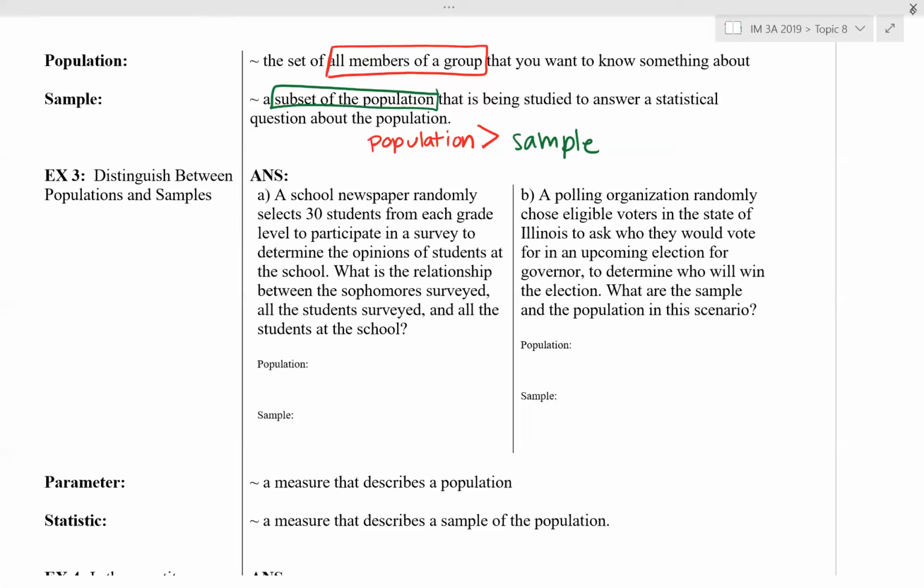So in example 3, we're going to be looking at distinguishing between populations and samples. So since I can't talk to the entire population, the sample is the people that I'm actually studying, okay? So just a hint for when you're trying to figure out the difference between the population and the sample is the group that actually participates in the study.